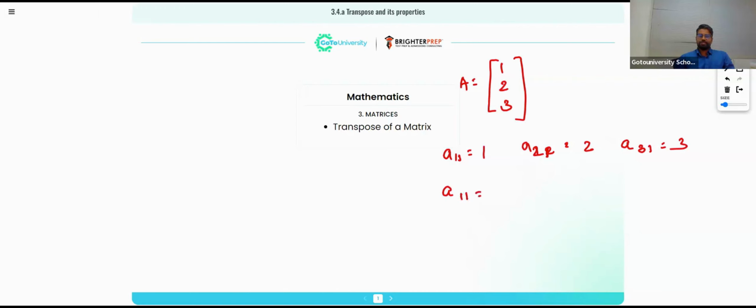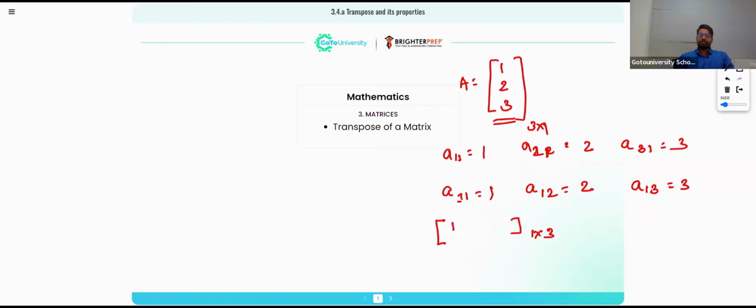A11, as there is no change, the values are the same. The 1 remains as it is. A21 will become A12. That is 2. The value remains the same, but the order changes. Position changes. A13, 3. Now, if you substitute back in the matrix, it is actually having only one row. This has 3 rows, 1 column, that is 3 by 1, but this will give you 1 by 3, right?